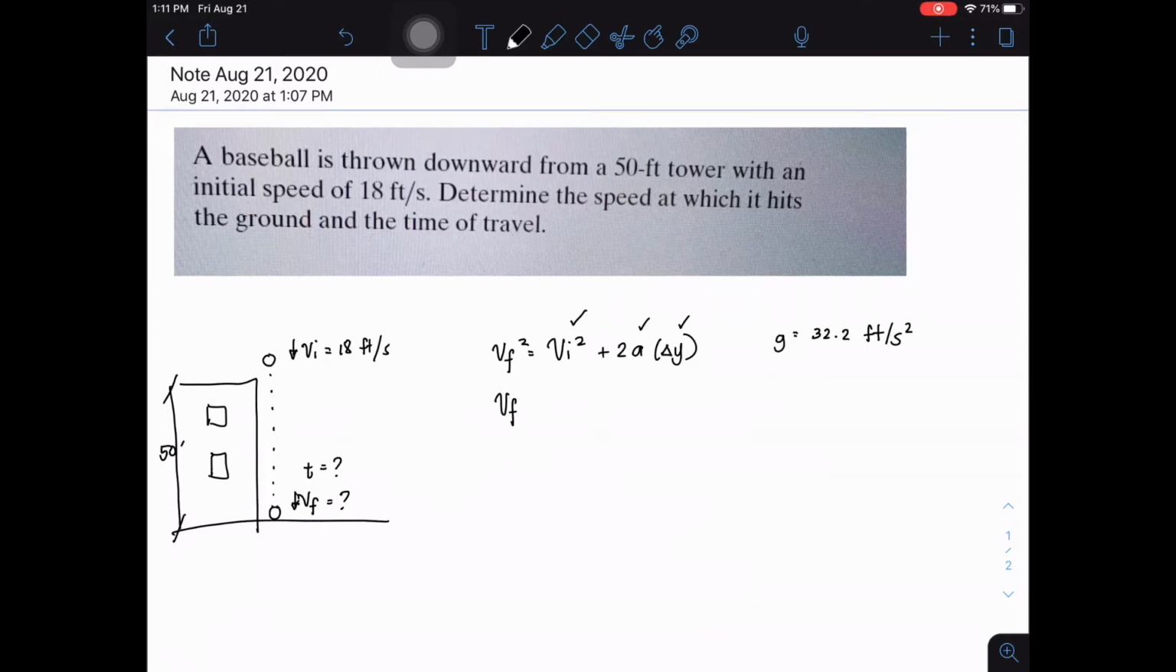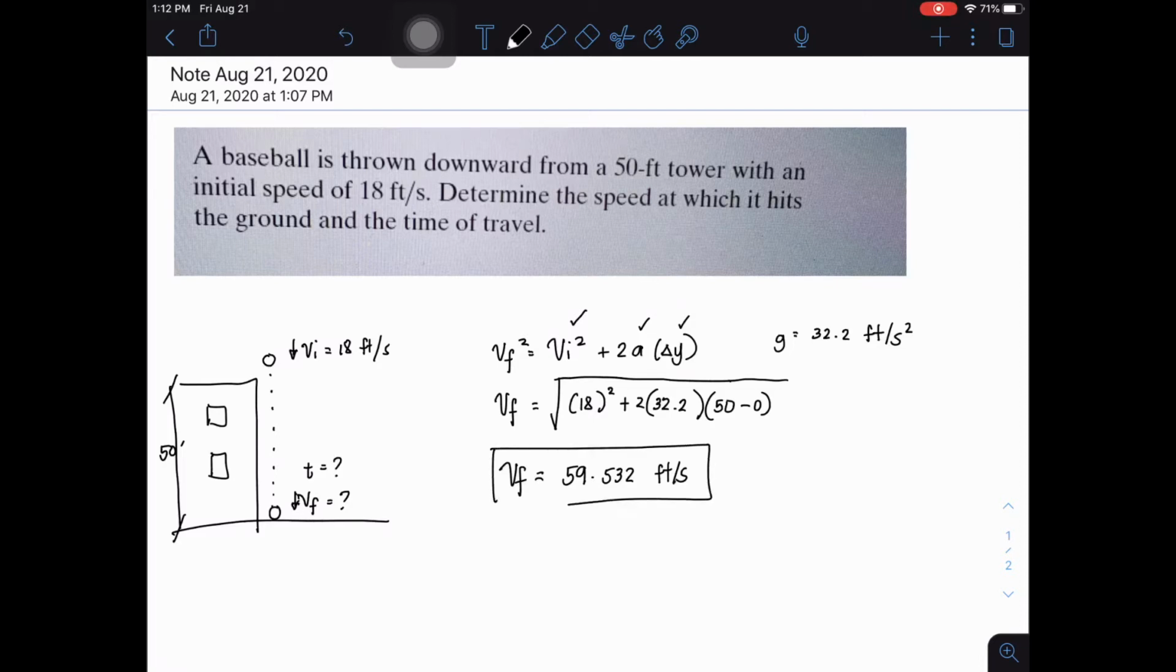So final velocity would be the square root of VI, which is 18, squared plus 2 times 32.2, and then initial height would be 50 minus 0. So we have our final velocity as computed, 59.532 feet per second. So this is our answer for letter A.